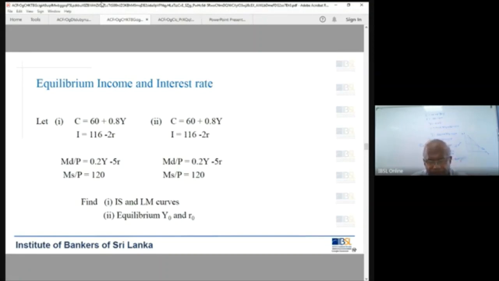IS curve, LM curve. Second, another country. Consumption function, investment function. You can derive these two equations and derive the IS curve. Demand for money, supply of money. Using those two, you can derive the LM curve. Right? IS curve, LM curve, equilibrium income and interest rate. Two sets for two countries. First country, you have to derive the IS curve, LM curve, and equilibrium. Second country, IS curve, LM curve, equilibrium interest rate and income. We are going to spend time on this because I'm trying to tell this.